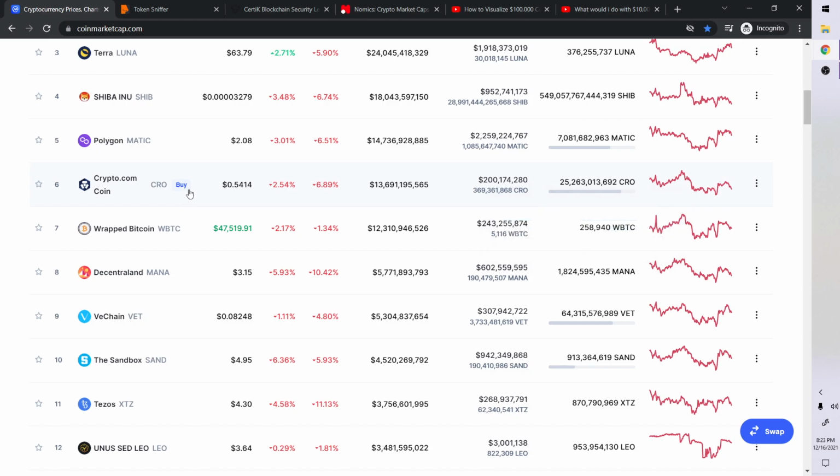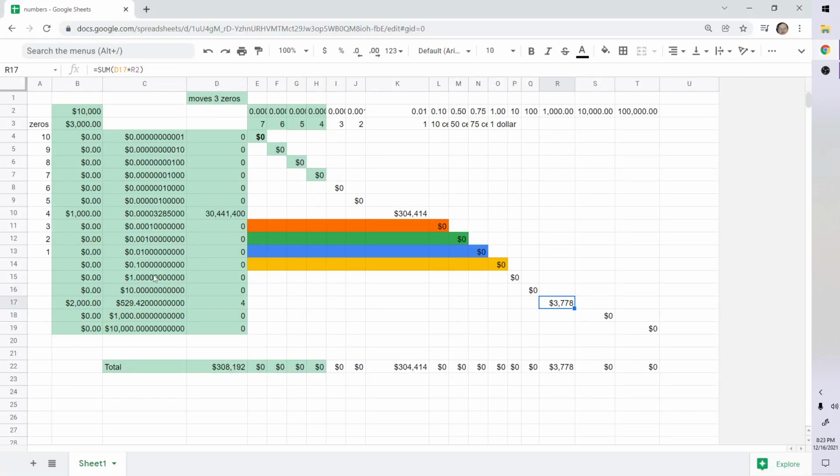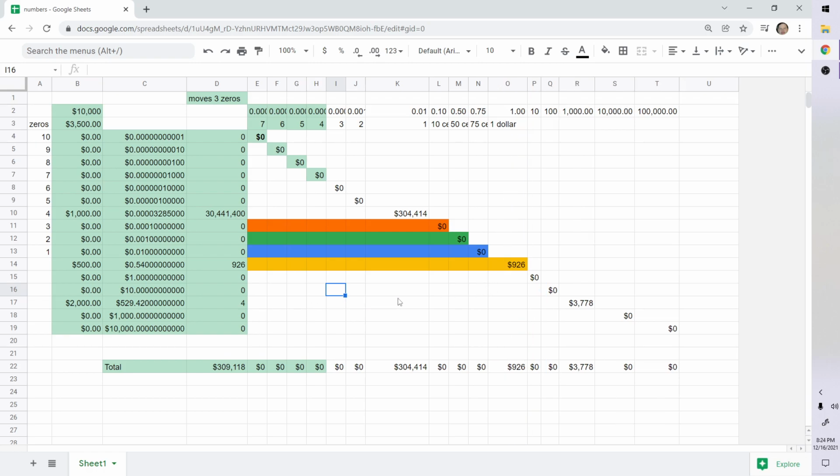Okay. So crypto.com, right? 54 cents, 0.54, and it might reach $1. Okay, so 0.54. Okay, we'll put in $500, let's say. That's really low, but 900 and how much is it? Get 926.